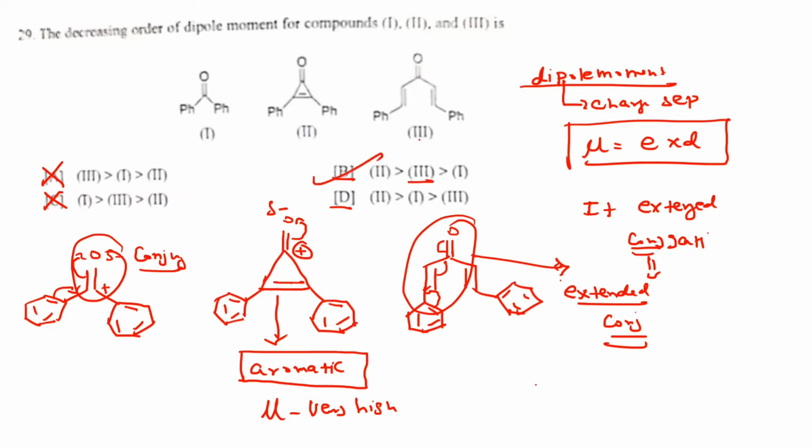Understand? First, check the aromaticity in the three molecules. The second molecule undergoes charge separation to form aromatic character. Therefore, the second has the most dipole moment. Comparing one and three, the third molecule has more extended conjugation compared to the first molecule. Therefore, the order is second, third, first. Option B is correct.